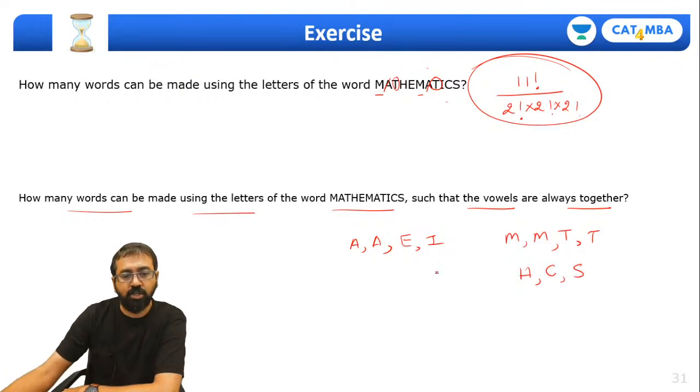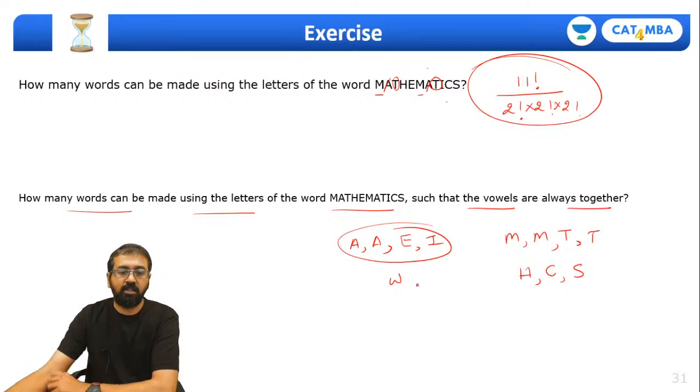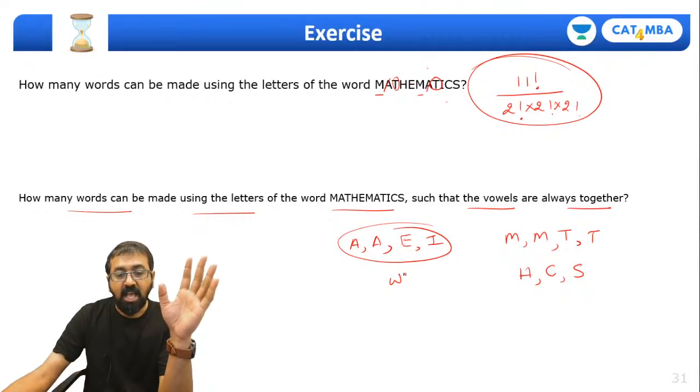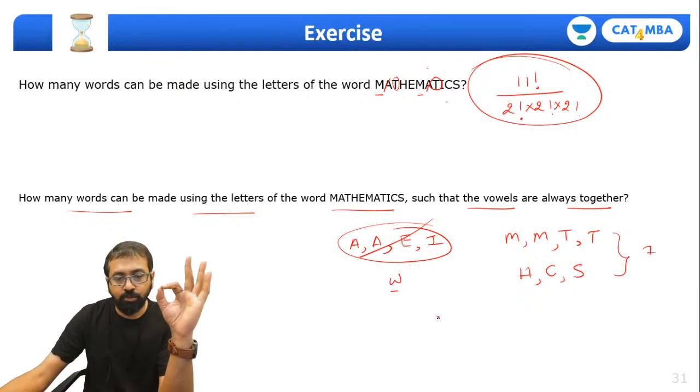So these are the consonants. I'll consider this set of vowels as just one vowel, W. Now my first task is to arrange, don't look at these letters right now, just look at this one W and these 7 letters. So total 8 letters. You need to arrange these 8 letters.